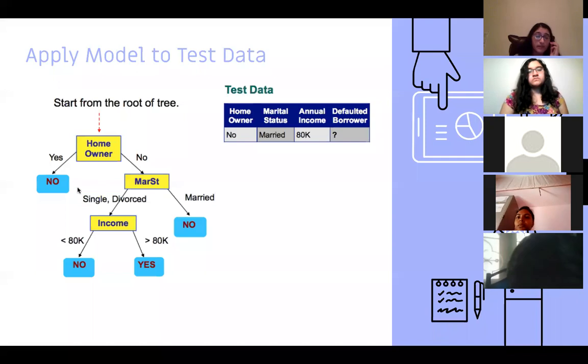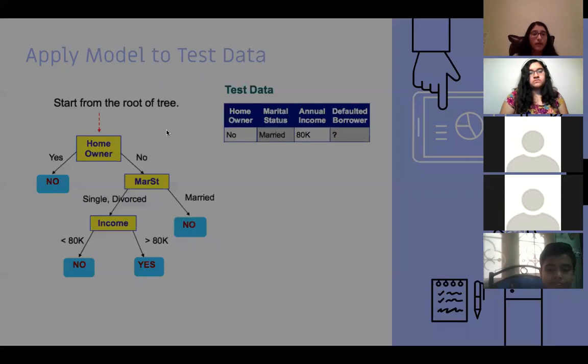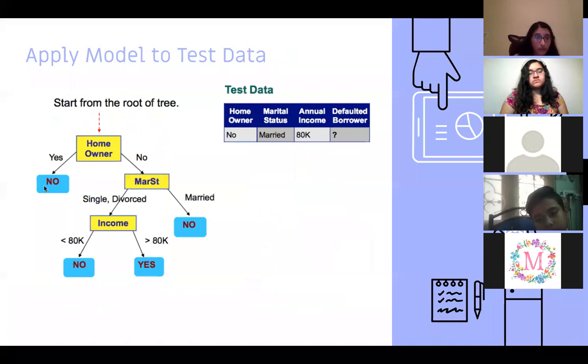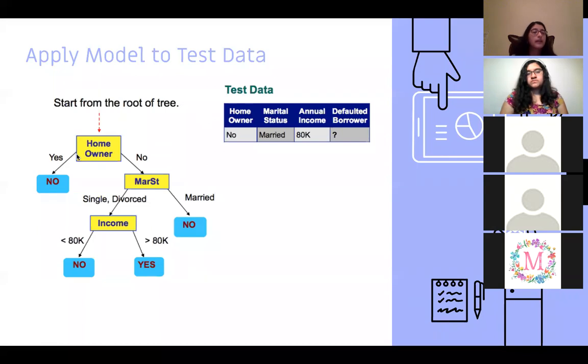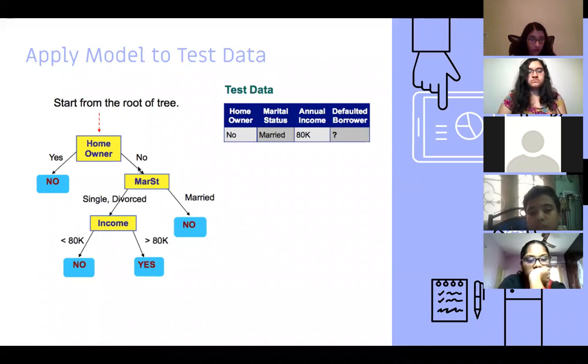We are told that this is not a homeowner, so we go to the side that says no. This might have been a little misleading, because you'll see a no here, but that only applies if the homeowner is yes. If we go back to our example, we're trying to figure out whether this person is a defaulted borrower or not. If they are a homeowner, then they are not a defaulted borrower, is what it's saying. But we go to the right side because they are not a homeowner. When we ask whether this person is a homeowner, we go to the right side because the answer is no on that side.